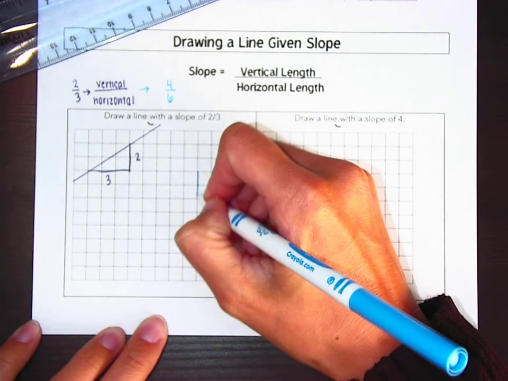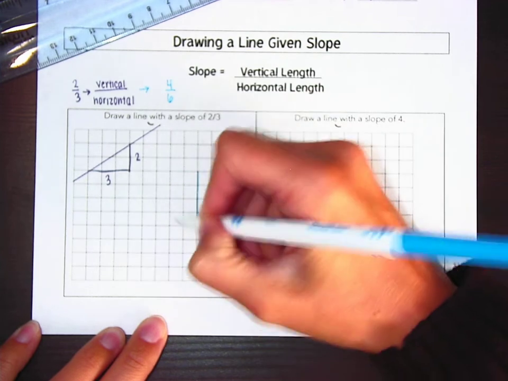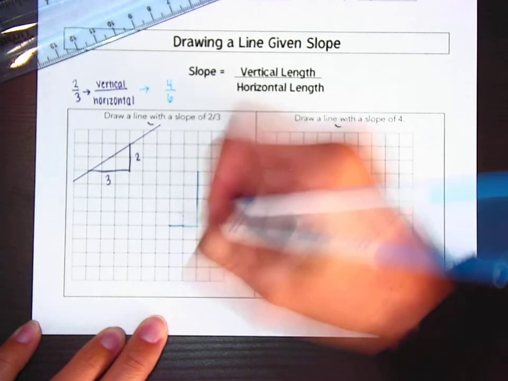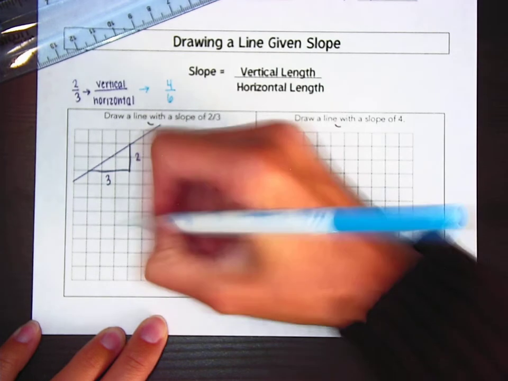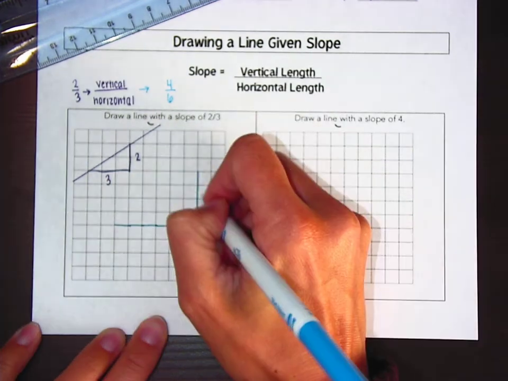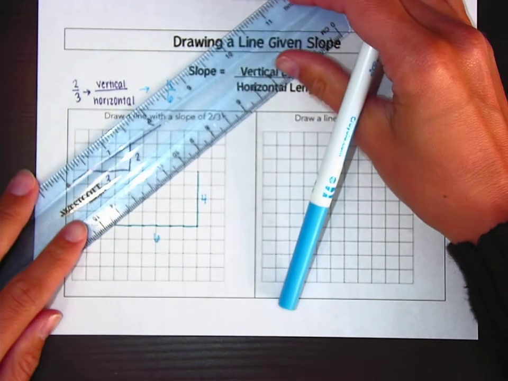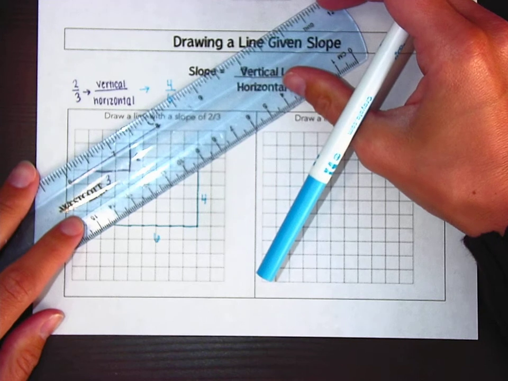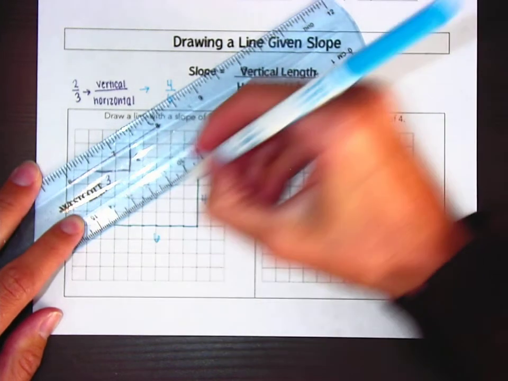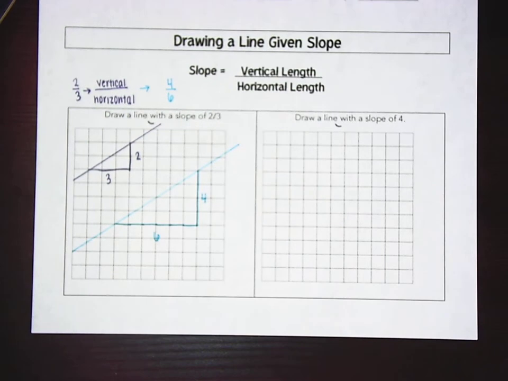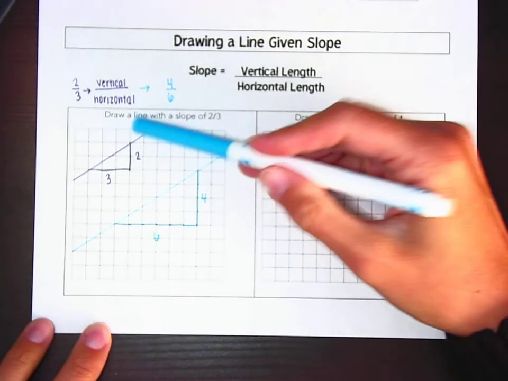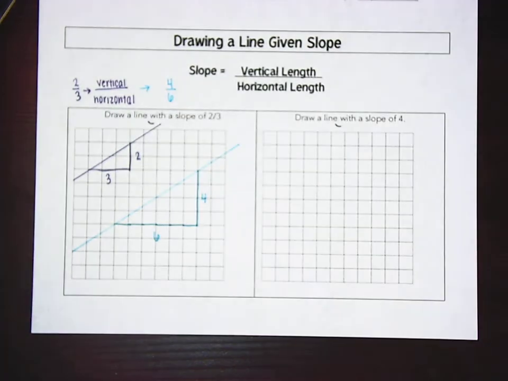So we've got a vertical length of 4 and a horizontal length of 6. 1, 2, 3, 4, 5, and 6. Okay, and then I can use my ruler to go through and draw the hypotenuse and extend that to draw a line with a slope of 2/3. So again, you'll notice the steepness of both of these lines looks the same, even though we used different triangles to draw those lines.